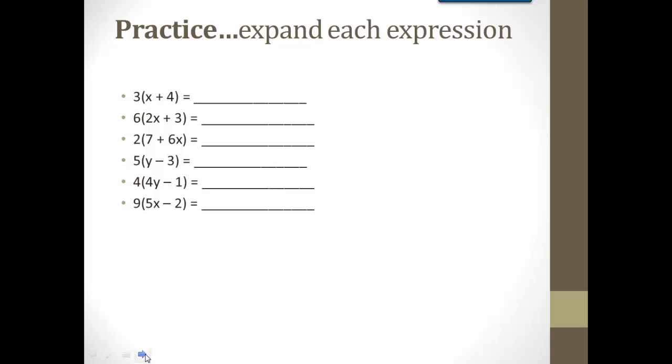Now here is your turn. Please practice and expand each expression. I'll do the first one with you. If we expand 3 multiplied by x plus 4, it would be 3 multiplied by x plus 3 multiplied by 4, which becomes 3x plus 12. That is how it is simplified. Now it's your turn. Please do the rest.